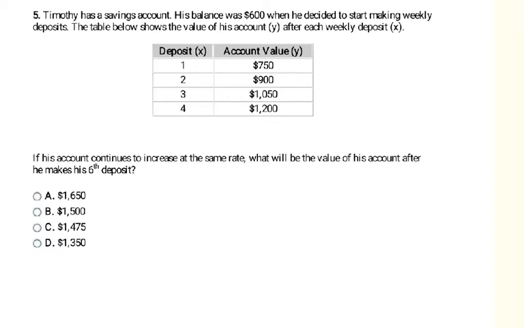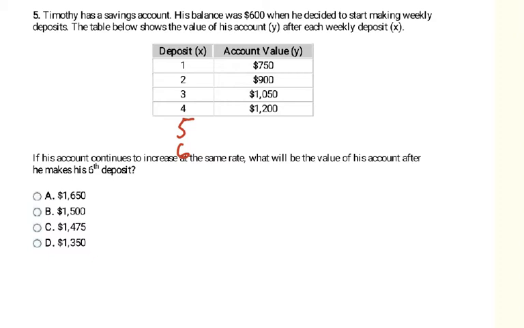I'm going to use a similar approach with this one. Timothy has a savings account. His balance is $600 when he decided to start making weekly deposits. The table below shows the value of his amount, Y, after each weekly deposit, X. So if his account continues to increase at the same rate, what will be the value of his account after making his 6th deposit? So the x column here is increasing by 1s. So I'm going to increase those deposits out until I get to 6.